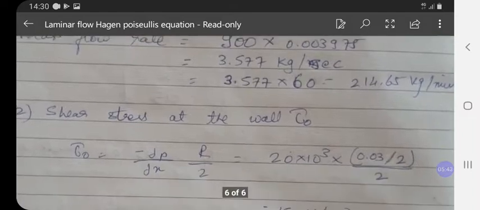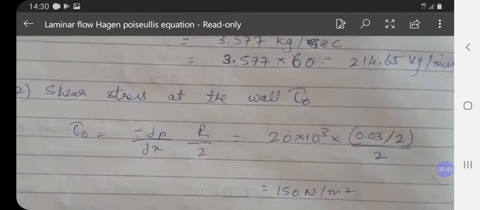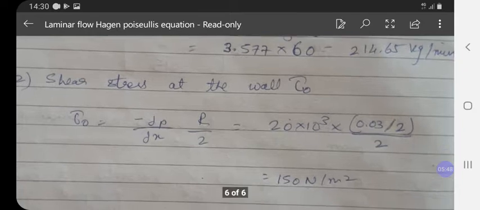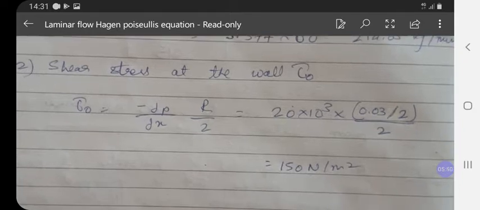Similarly, the shear stress at the wall, tau 0, is the second thing we had to find out. The definition of tau 0 is minus del P by del X into R by 2. Now the minus sign is there because pressure decreases in the direction of the flow, but while finding the values, we are not going to put the minus. So del P by del X is P1 minus P2. So P1 minus P2 is 20 into 10 to the power 3, into R, the radius, which is diameter divided by 2, upon 2. So the diameter is 0.03, divided by 2, upon 2. So I'll get the shear stress equal to 150 Newton per meter square.